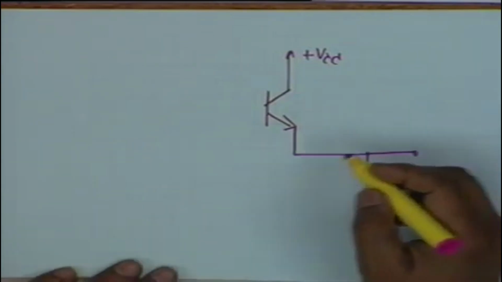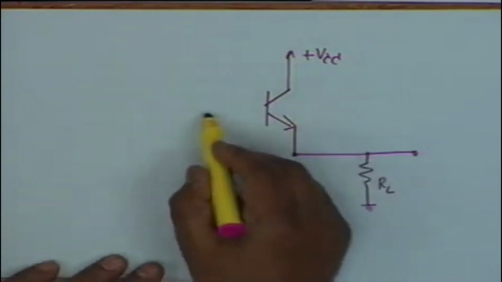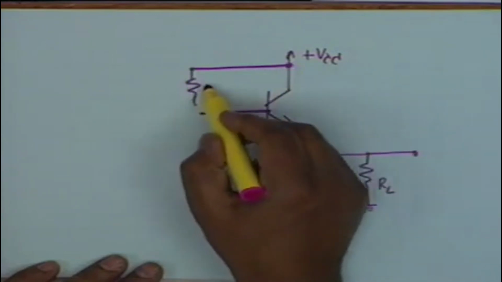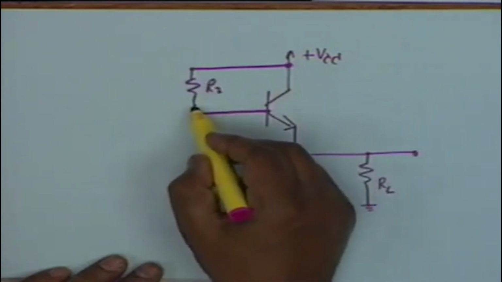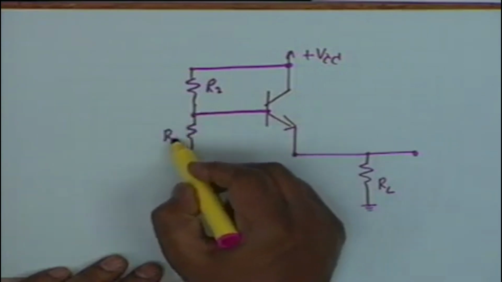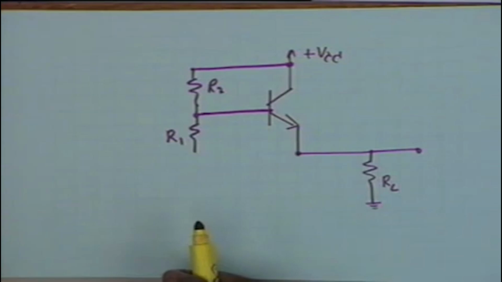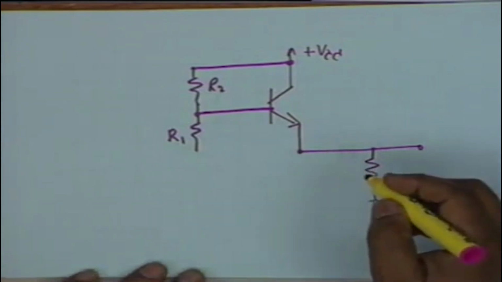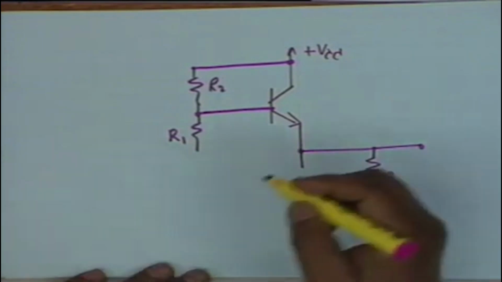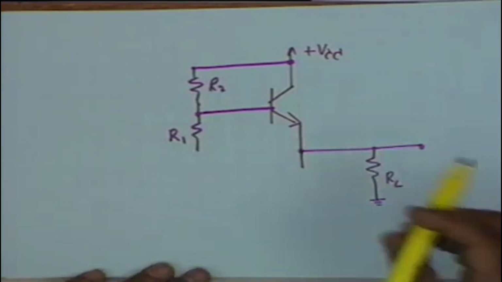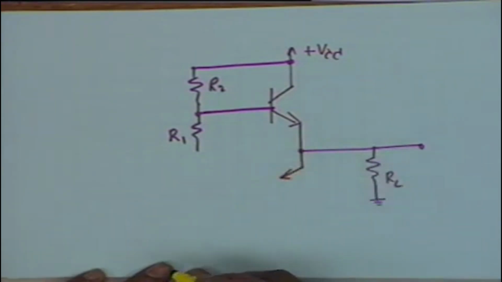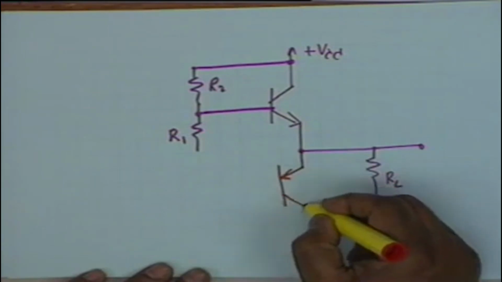Alright. The base is biased in the usual manner, that is, you have an R2 and then an R1. I will not complete this circuit here because I have to draw the other transistor also. Alright. Then the other transistor instead of NPN, let me show it in a different color, it is PNP, and therefore the emitter goes in, the collector comes out.